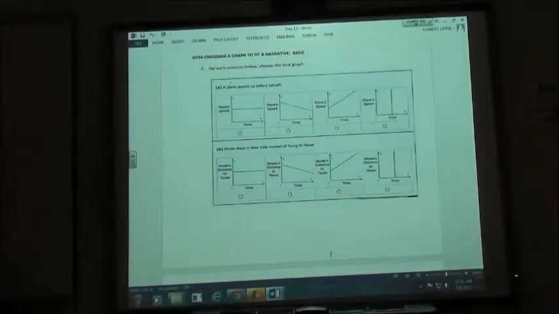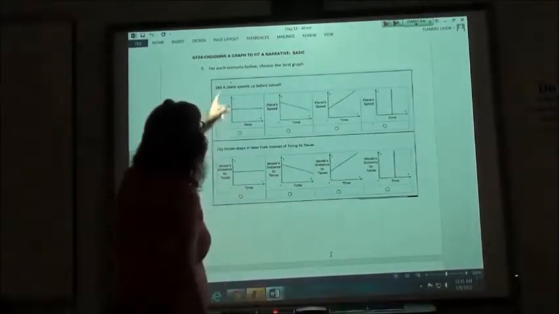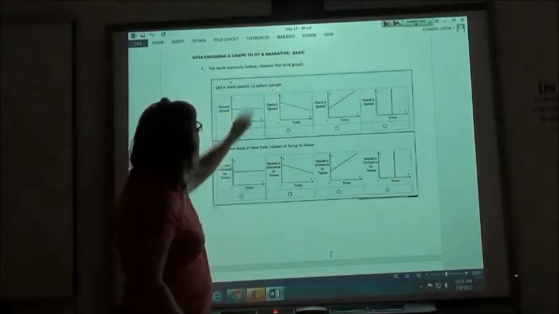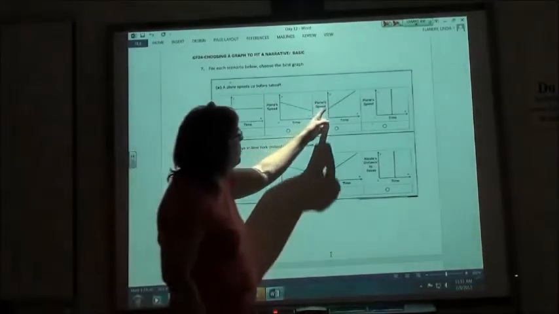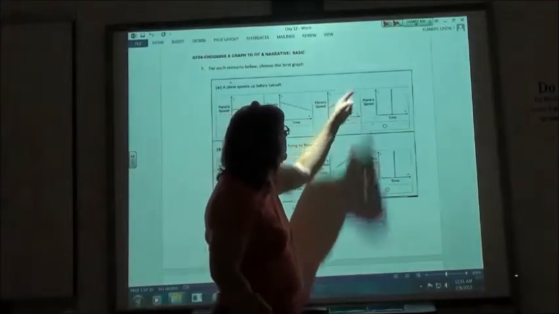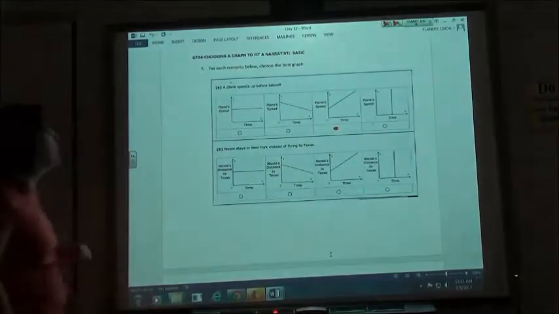All right, the next ones we're choosing the graph to fit the narrative. So it says a plane speeds up before takeoff. So if I'm going to speed up, here it's showing my plane speed is increasing. So that'd be the one that's showing me that the plane speeds up.